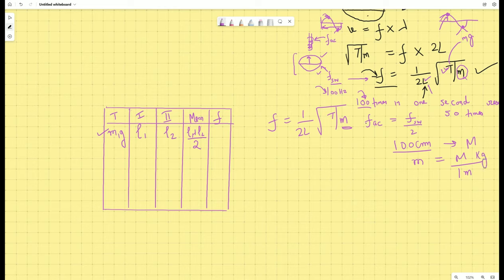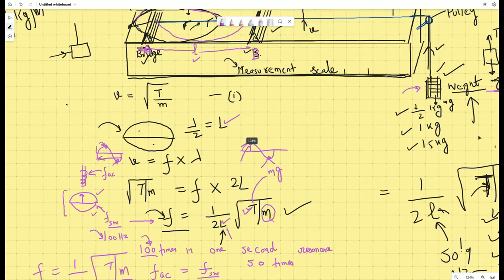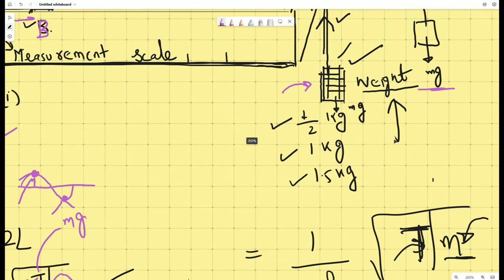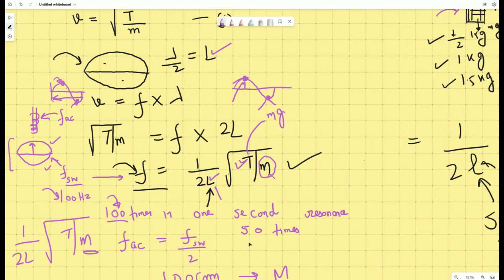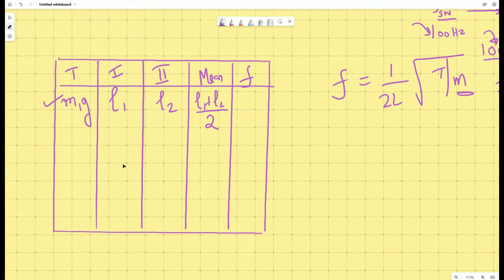Now what you do, change the weight. Add another weight here. Weight will be visible to you. Add one more weight, increase the weight and make it m2. Now the weight has gone up, and write this weight here. Once you change the weight, you will find that the resonance has vanished. Again, adjust the distance between A and B, which is the distance between the bridges. Wait for the flip and flop to appear, which is the maximum amplitude. Note it down.